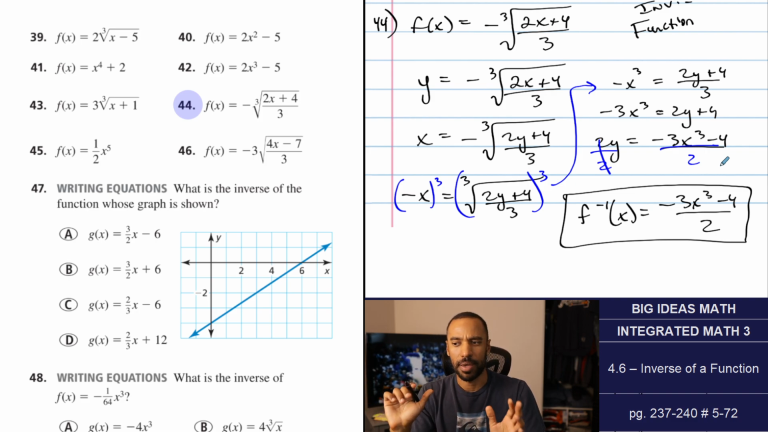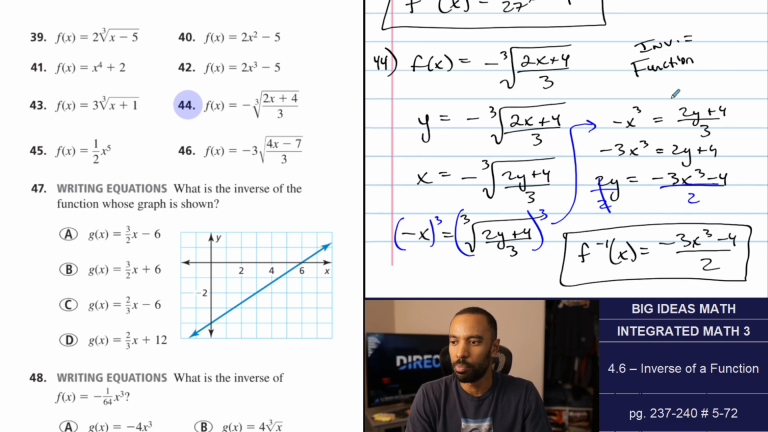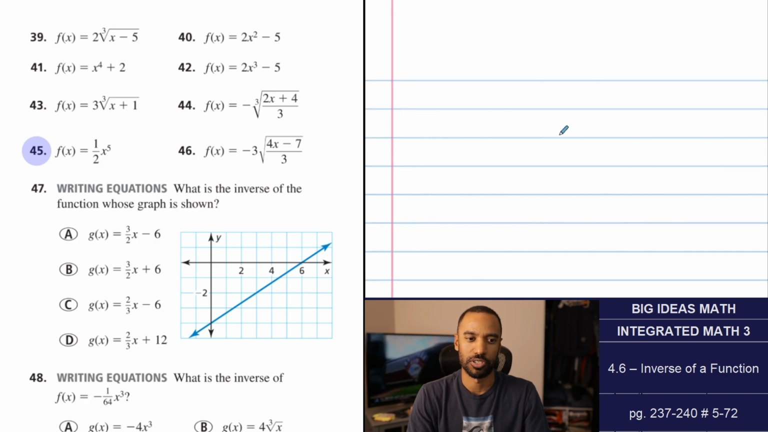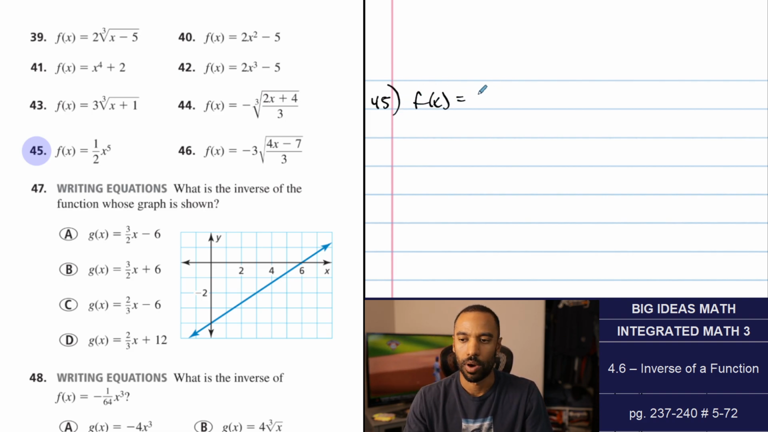So it's one step at a time making it happen. I don't think it's necessarily difficult for you IM3 folk. I think you're good at getting to what you need to, but it's still a function, and so is this cubic. All right, number 45. I don't see how 45 is any harder than the previous problem we had. We have f of x equals 1/2 x to the 5th. Granted, it's a 5th degree, but it's still odd degree, so its inverse shall be a function here as well.